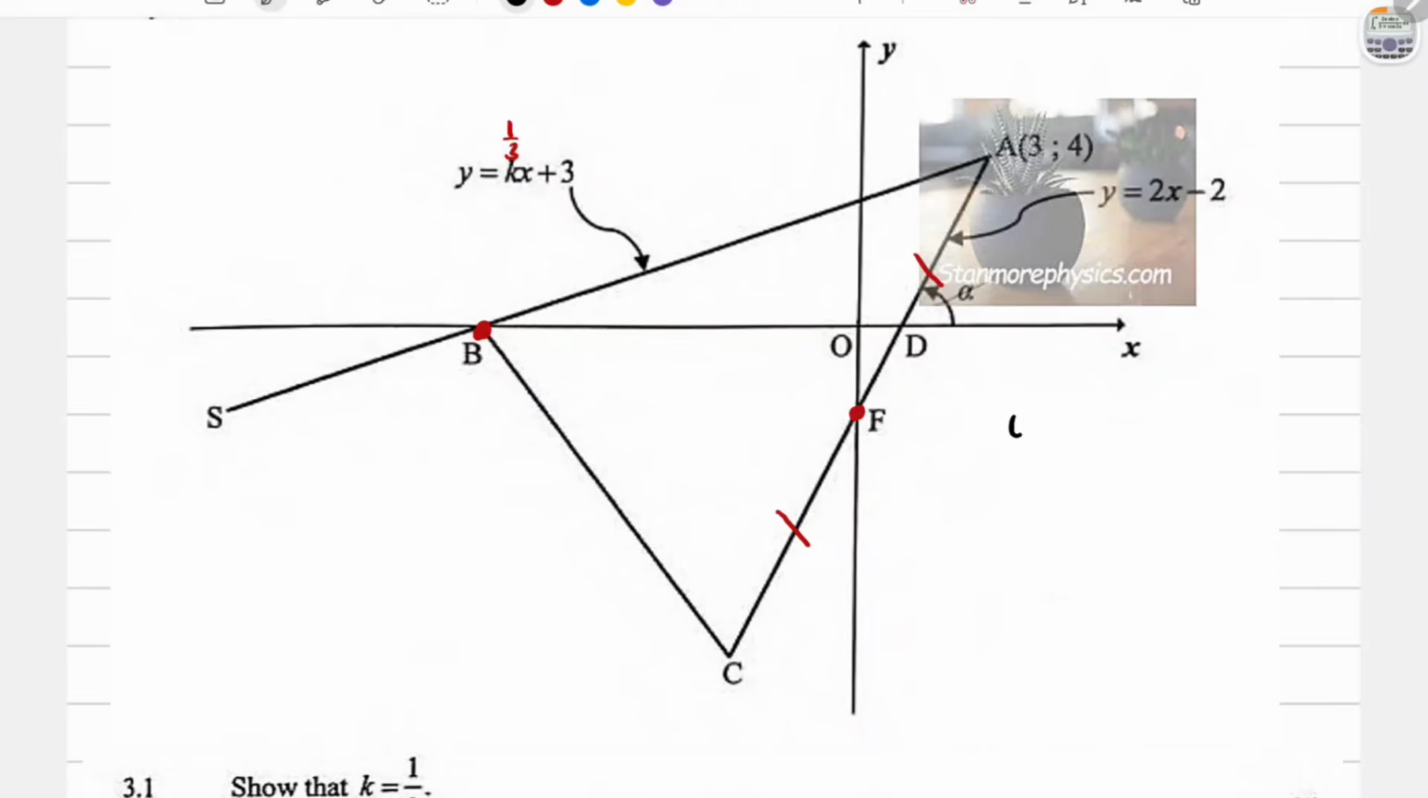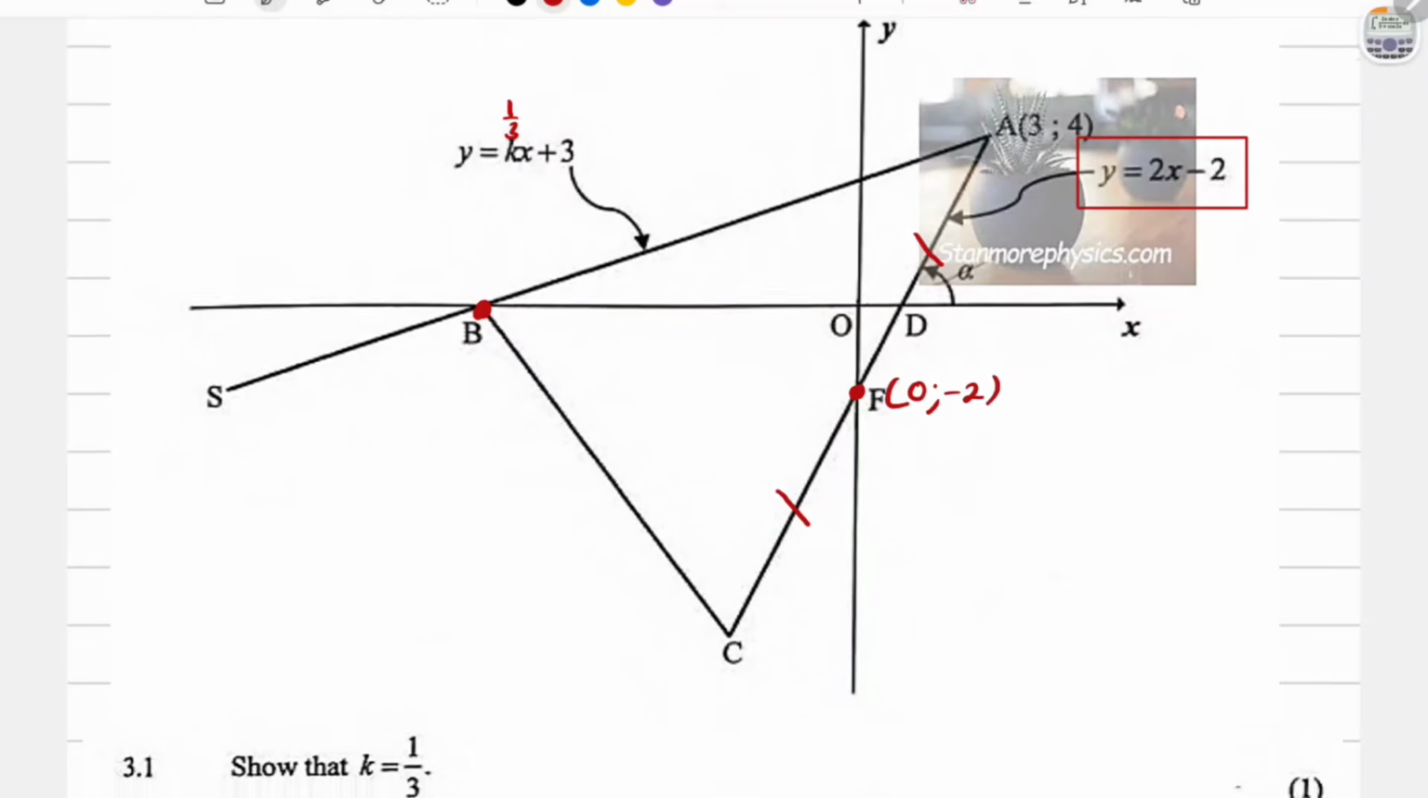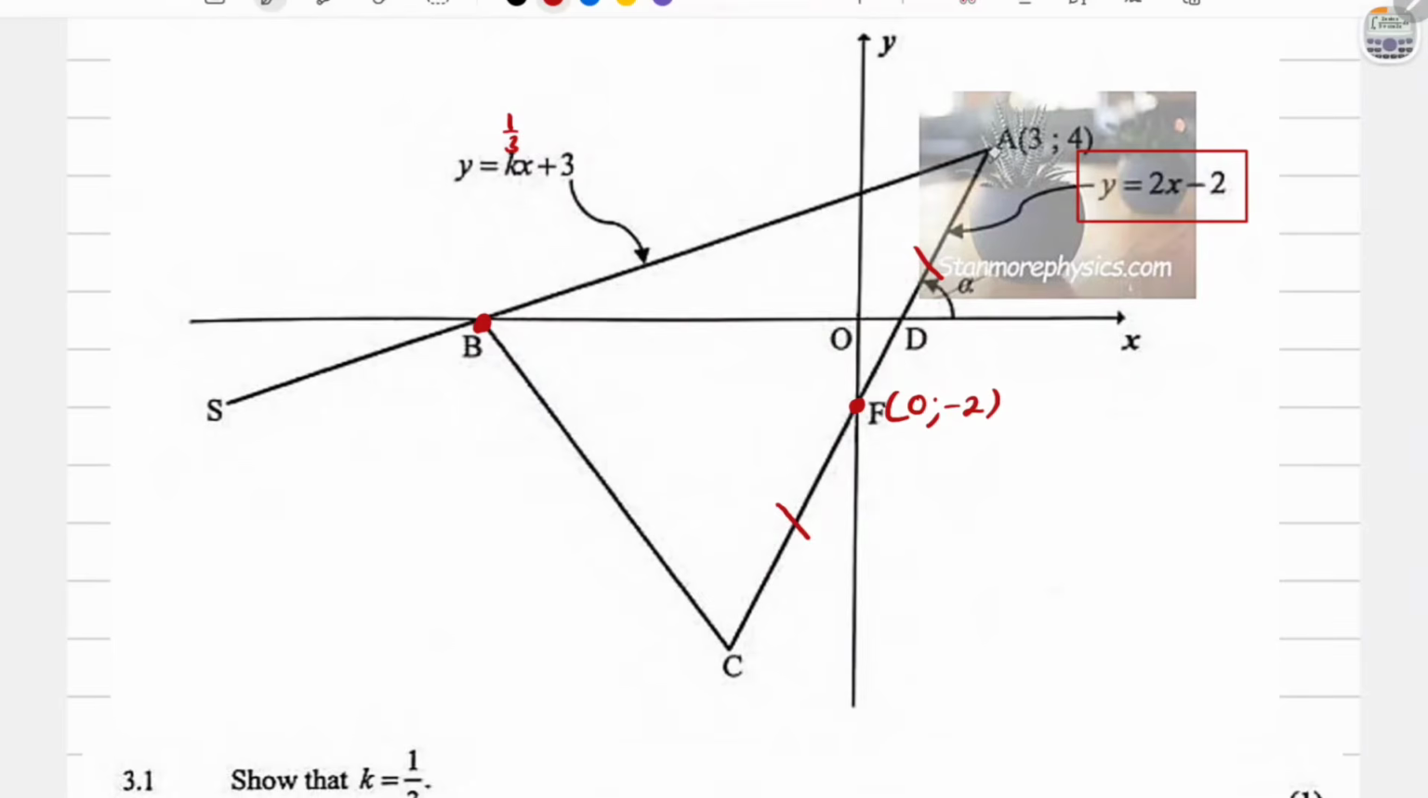In an equation where we have y = mx + c, the y-intercept is the c value. So you see that we have the equation of this line, so it means that the y-intercept is -2. So this coordinate, the y-intercept, has an x value of 0 and a y value of -2. Okay, so do you see now we can actually use the midpoint formula to find that?